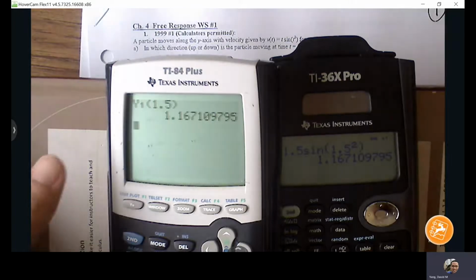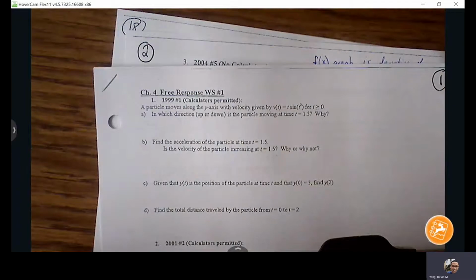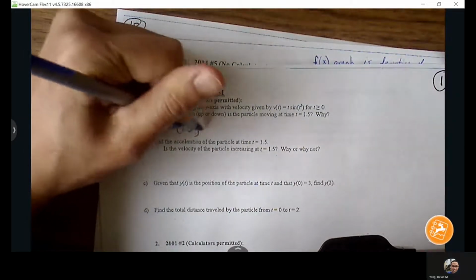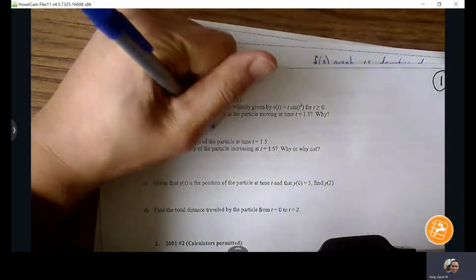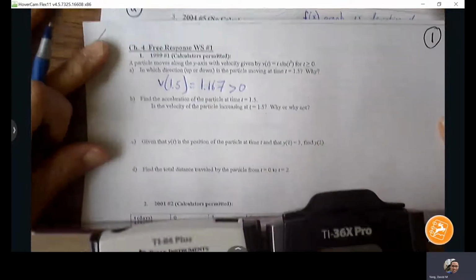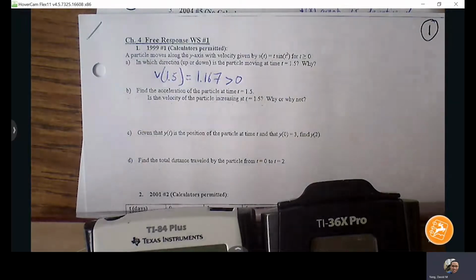Okay, so we'll finish that off here. So part A. v of 1.5 is 1.167. Now that's a positive velocity, so we know the particle is moving up.